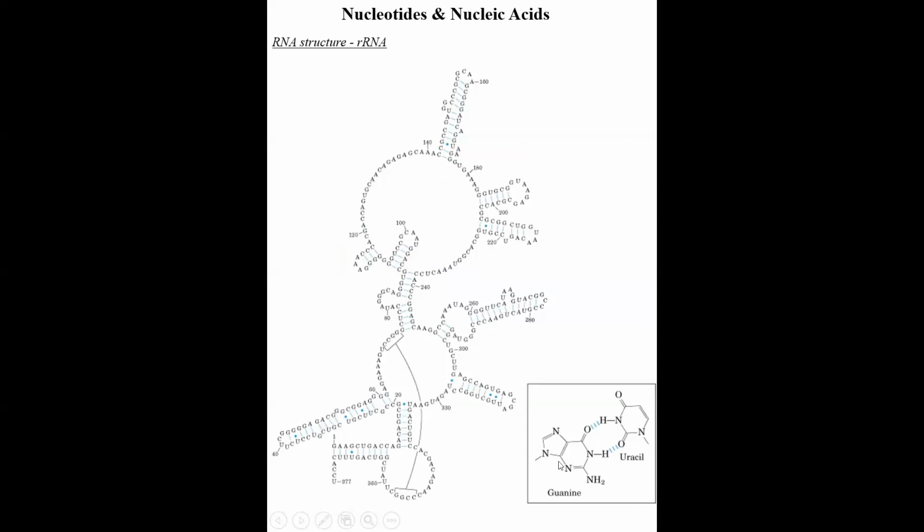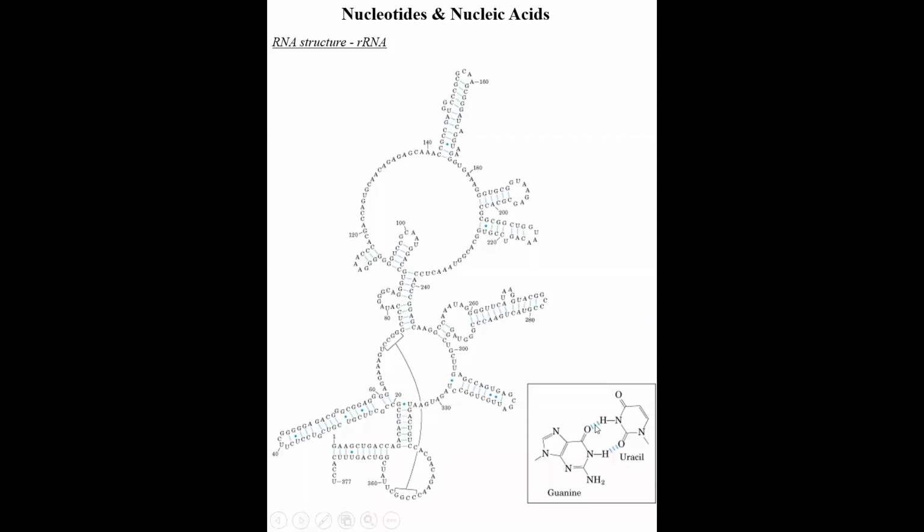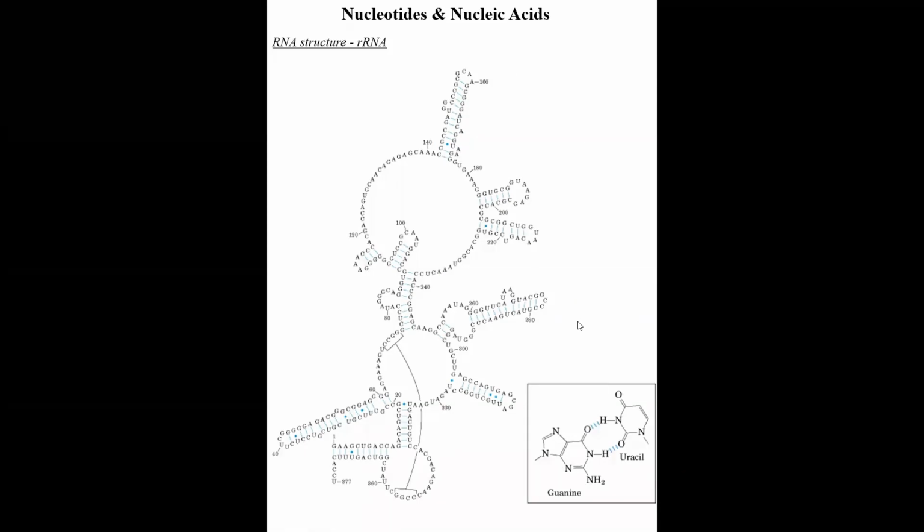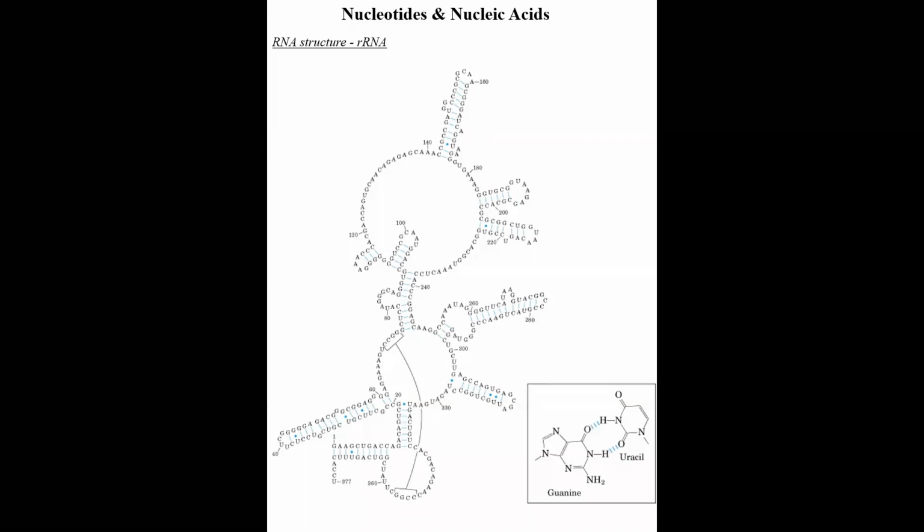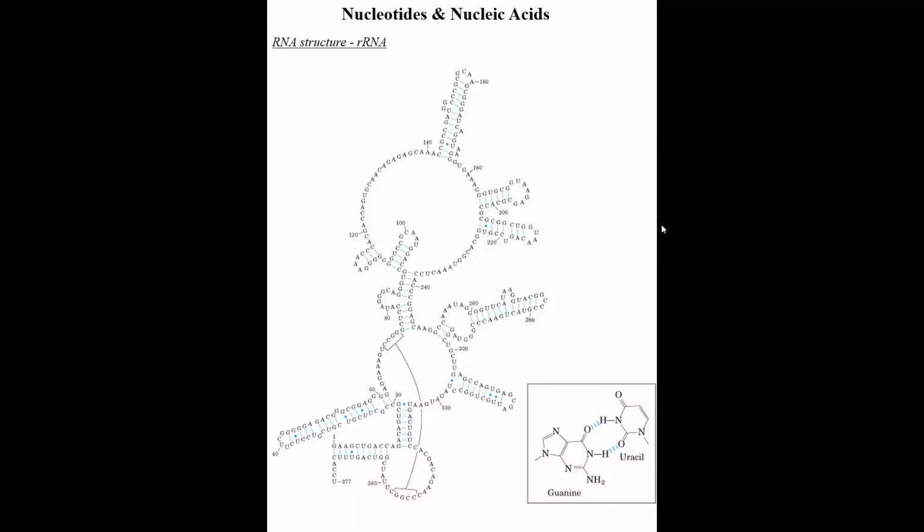You can see here it is a structure of guanine, which is coupled with uracil, GU base pairing via 3 hydrogen bonds. These 3 hydrogen bonds, which are shown in blue color, are basically responsible for the interaction between guanine and uracil. So this structure represents a secondary structure of rRNA.